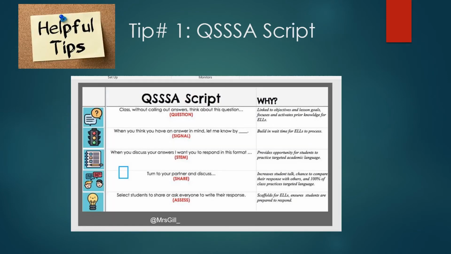Some of our learners, including our English language learners, might be reluctant to participate in class discussions. And so let's look at some helpful hints to encourage oral participation in class. The first one is called the QSSA script.